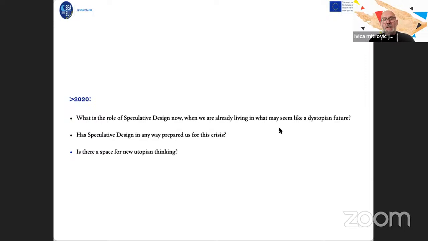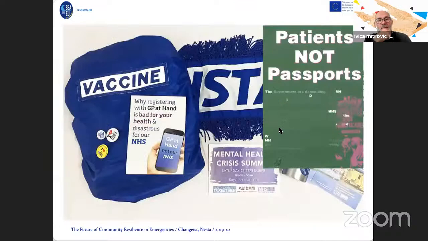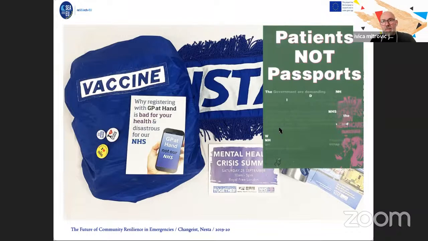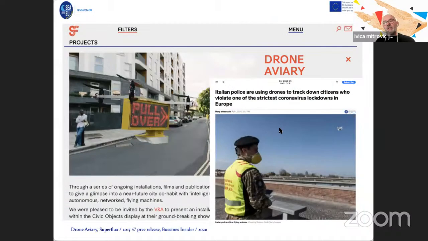So at first look, the most visible legacy of the speculative design practice is a number of projects dealing with the dystopian future. This is one from 2007 dealing with bird flu in Asia. And these projects include different kinds of disasters, wars, climate disaster, totalitarian state, technological dystopia, et cetera. Most of the disasters happening today, we can find in previous speculative projects. And now we hear arguments like, we have told you, you didn't prepare, you haven't done anything to avoid this. And this has been used in one part of the speculative community. But we have to be very critical, since those views lead to despair and to the state where dystopian became normality.